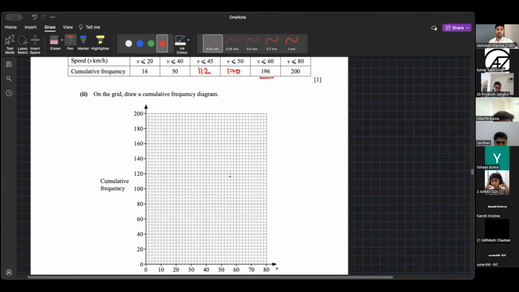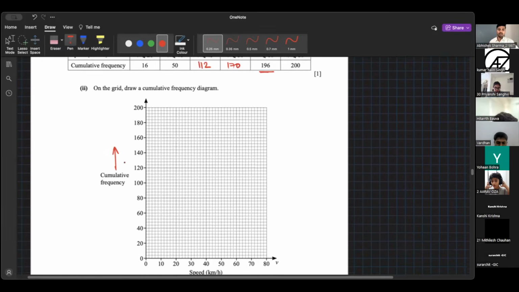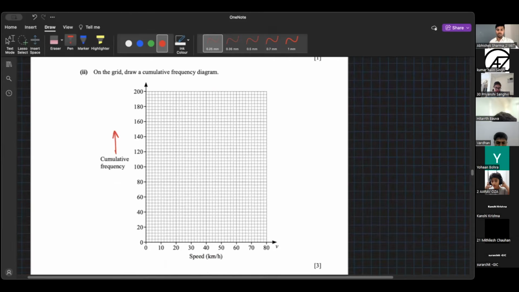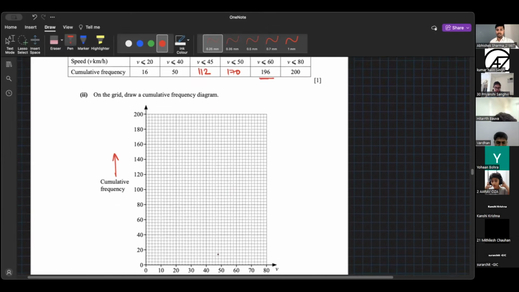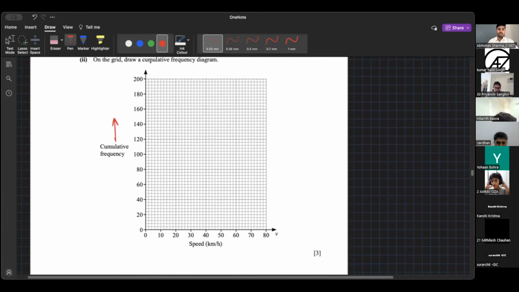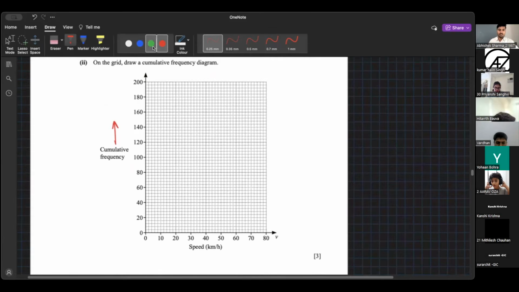Now, in the next part, they're telling us on the grid, draw a cumulative frequency diagram. Cumulative frequency is mentioned on the y-axis and the class interval for the speed is on the x-axis. Now, 0 to 20 is 16. So let's mark 16.